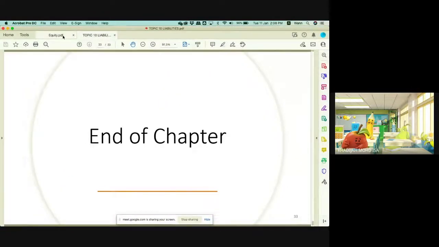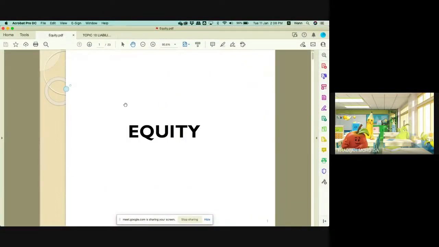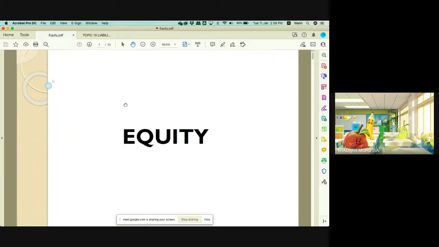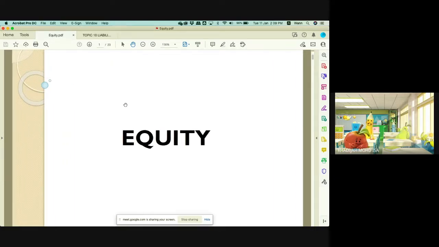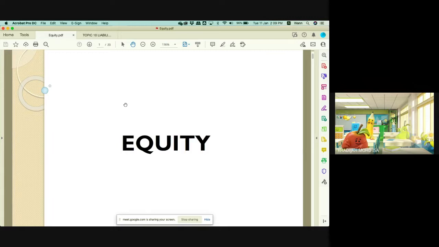I have shared the, in this case PDF form, in the Google Classroom. So we go into equity first, and then when we do the tutorial, I will go back a bit on the liabilities. Is that okay?